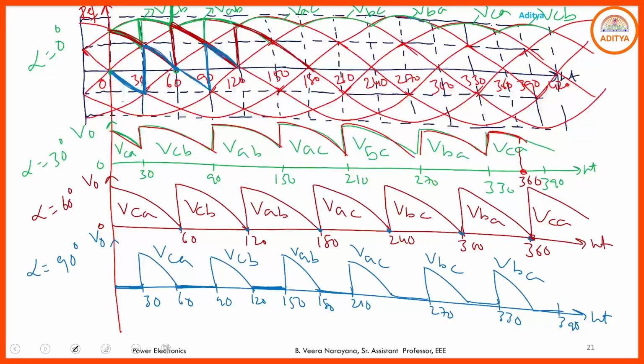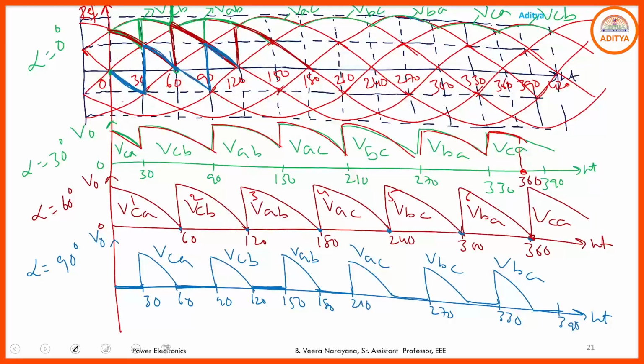If you choose alpha equal to 60, how many pulses are generated? 1, 2, 3, 4, 5, 6, up to 360. For completion of one full cycle in the source voltage, we generate 6 pulses in the output voltage waveform. Hence this is simply called a 6-pulse converter. The three-phase fully controlled converter with R load is also called a 6-pulse converter because in the output voltage waveform we generate 6 pulses for completion of one full cycle in the source voltage.